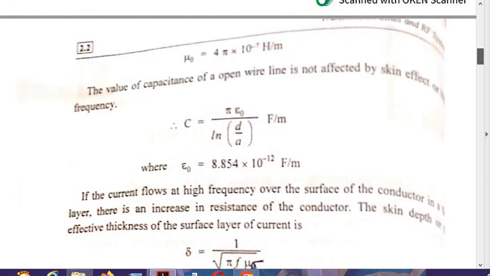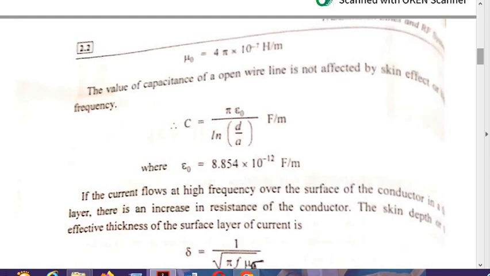Next we are going to see the value of capacitance. The capacitance of an open wire line is not affected by skin effect at high frequencies. So C is equal to pi epsilon naught by ln D by A farad per meter, where epsilon is equal to epsilon naught into epsilon R. It is permittivity. Epsilon naught is a constant value, 8.854 into 10 to the power of minus 12 farad per meter.